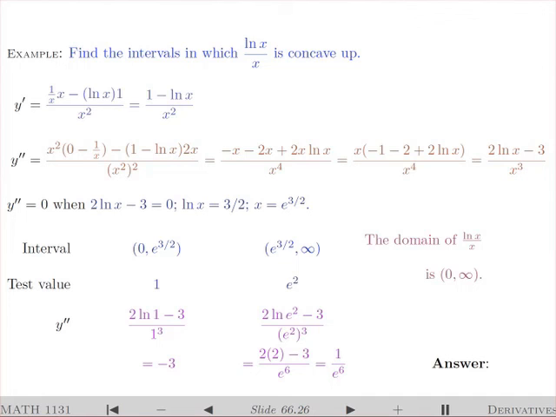So y double prime is negative in the first interval, positive in the second interval. The problem asked me to find the intervals in which the original function, ln x over x, is concave up. That is when the second derivative is positive, that's in the interval e to the power 3 halves to infinity. So that's where the original function is concave up.